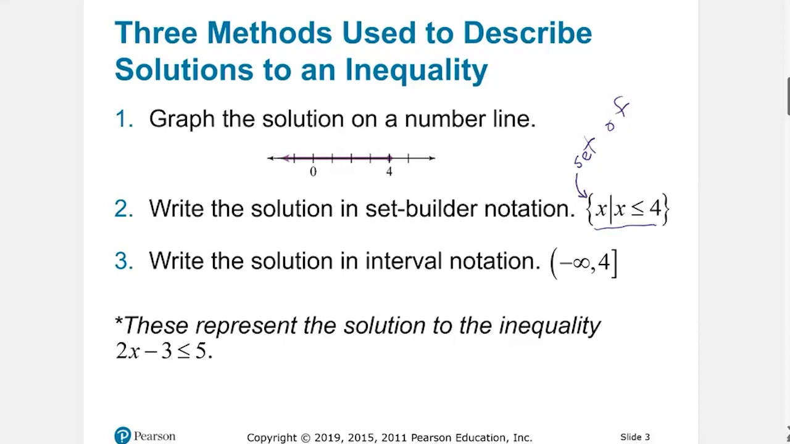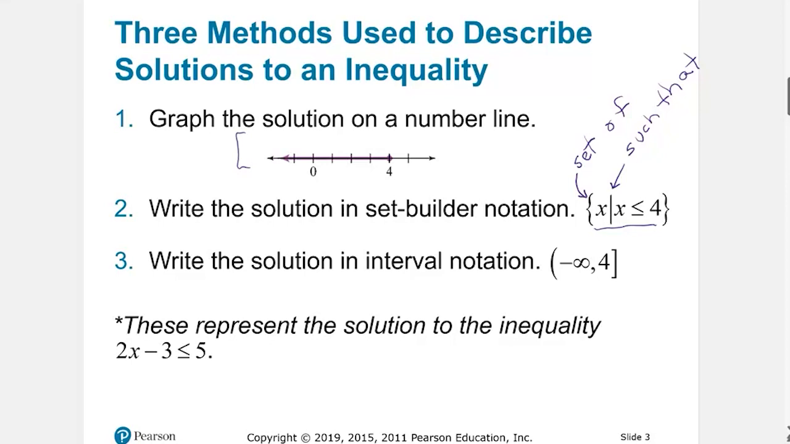So this says the set of, with the braces, X means all values. And this line, you can read it as "such that." So now I'm going to read this as the set of all X such that X is less than or equal to 4. This graph right here on the number line represents X is less than or equal to 4.